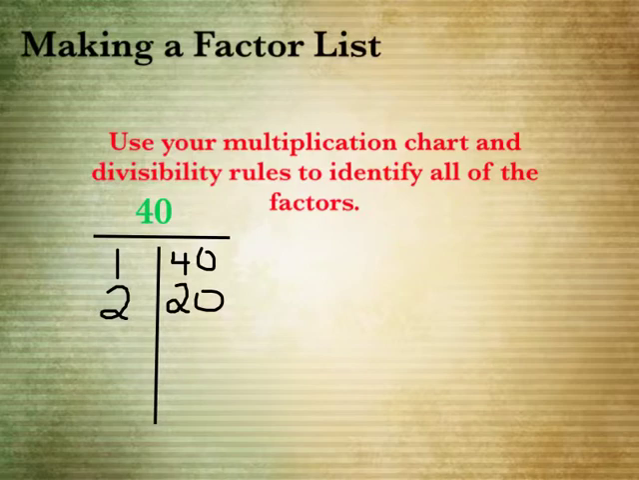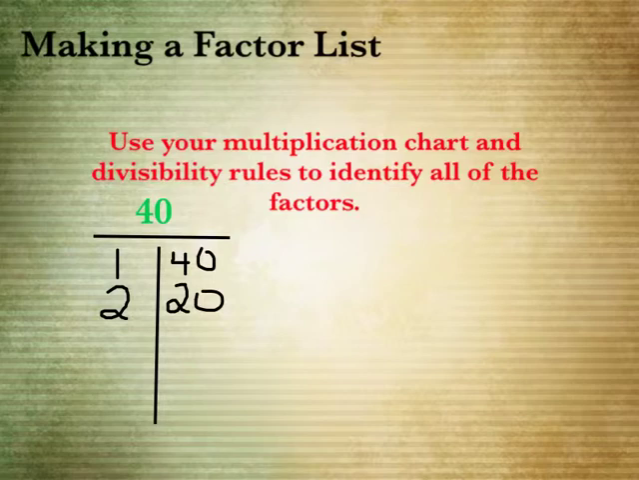Next, my divisibility rule for 3 is if I add the digits together, if that sum can be divided by 3, the whole number can be divided by 3. Well, 4 plus 0 is 4. 4 cannot be divided by 3 evenly, so 40 cannot be divided by 3 evenly.